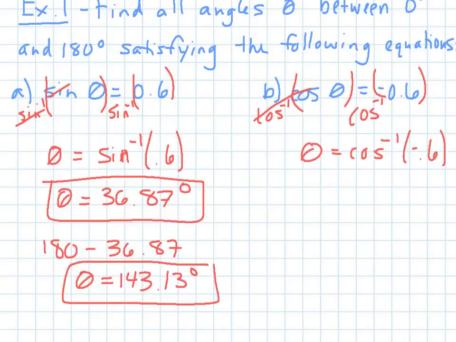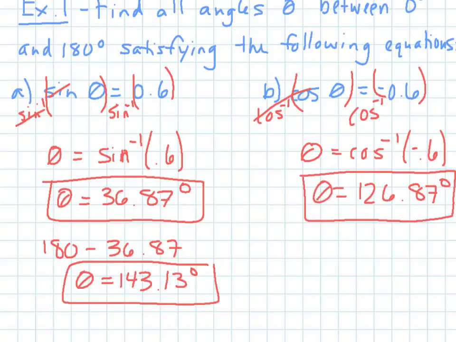Okay, so then we'll plug that into our calculator as well. Okay, so I get 126.87 degrees as well. Okay, now here, cosine is only negative, like that's our usual area between 0 and 180 for cosine. So there's not another angle in between that. The other angle would be in the third quadrant, because that is the other place that cosine is negative. So this one only has one answer for letter B. Okay.